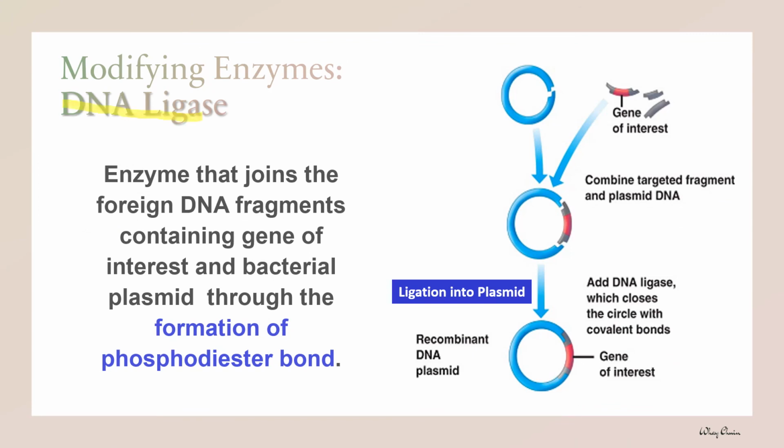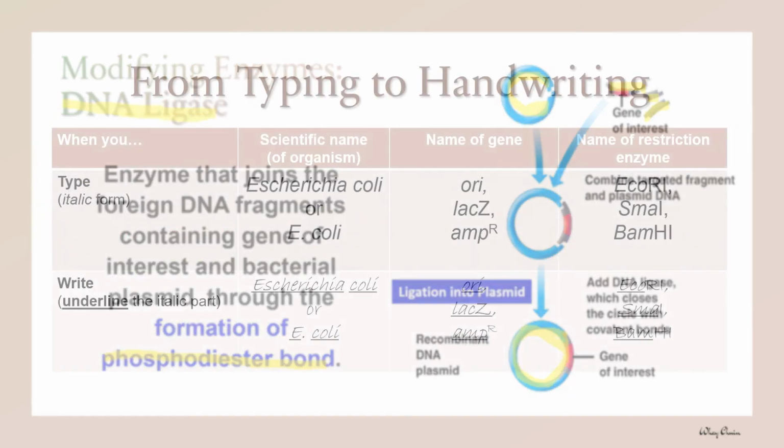DNA ligase is a type of modifying enzyme, which is a tool required in the DNA recombinant technology. The function is very similar with the DNA ligase involved in DNA replication because they are going to catalyze the formation of phosphodiester bond. When the plasmid and the foreign DNA are cut by the same restriction enzyme, they will be treated with DNA ligase to be joined as a recombinant plasmid or recombinant DNA.